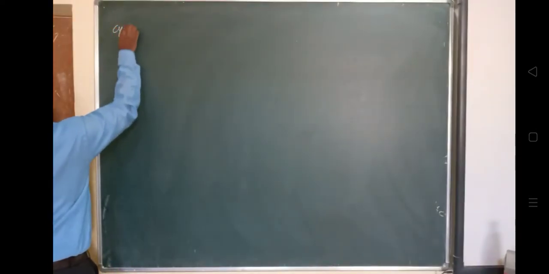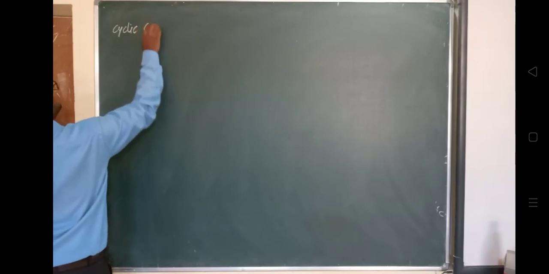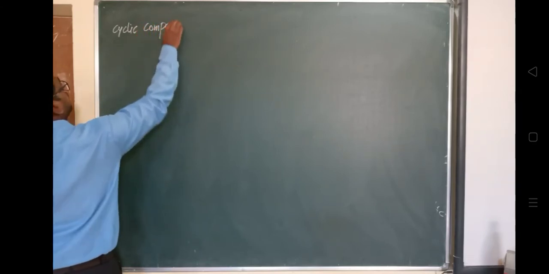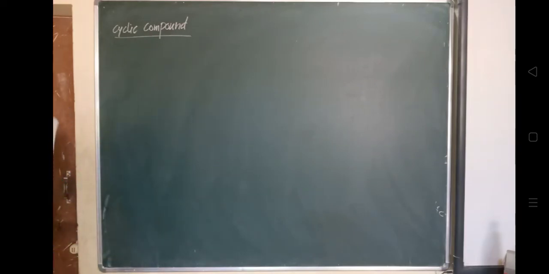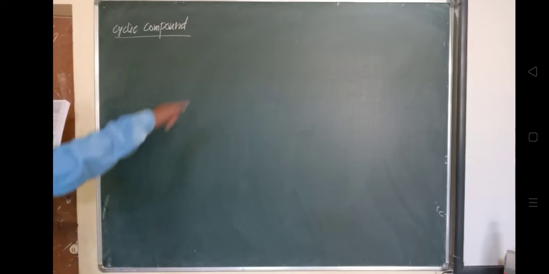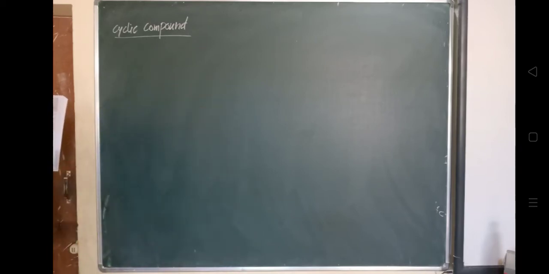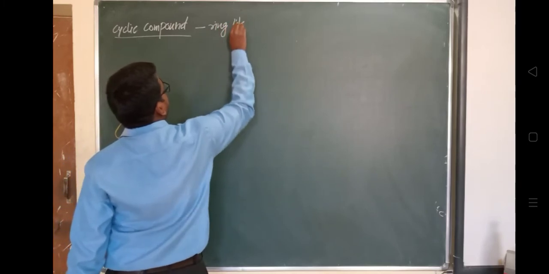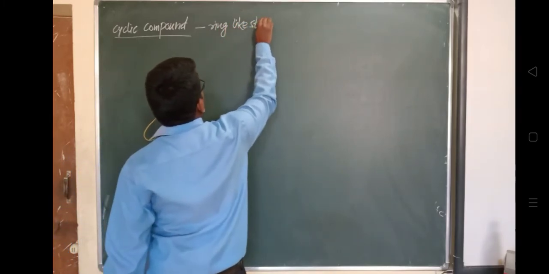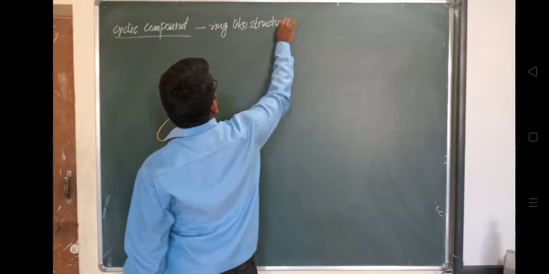Second one is a cyclic compound. Okay, cyclic compound, as the name is given, it is having a closed cycle, or it is having a closed chain. These are compounds in which molecules are formed by joining atoms. Okay, so there will be joining of atoms to form a ring like structure, and this ring like structure will lead to form a closed chain.